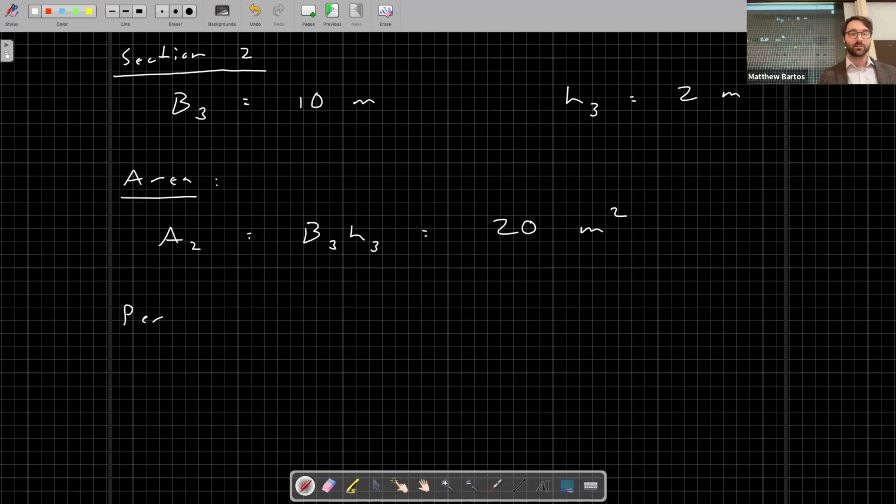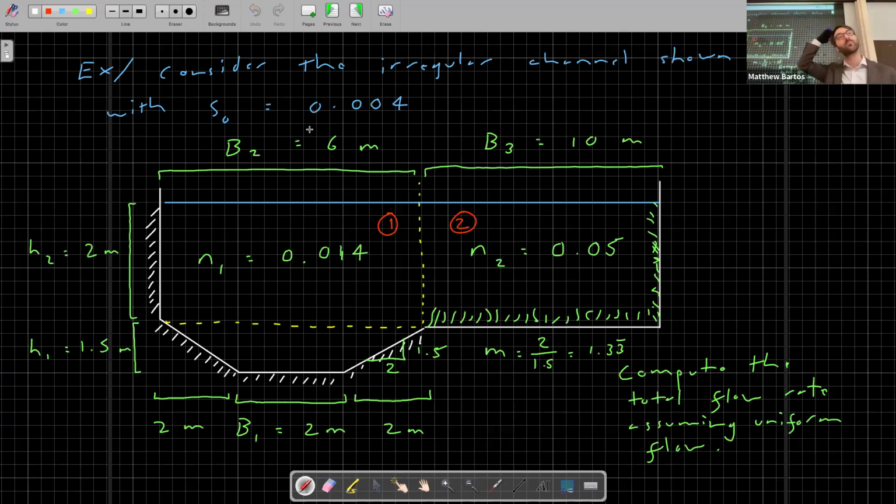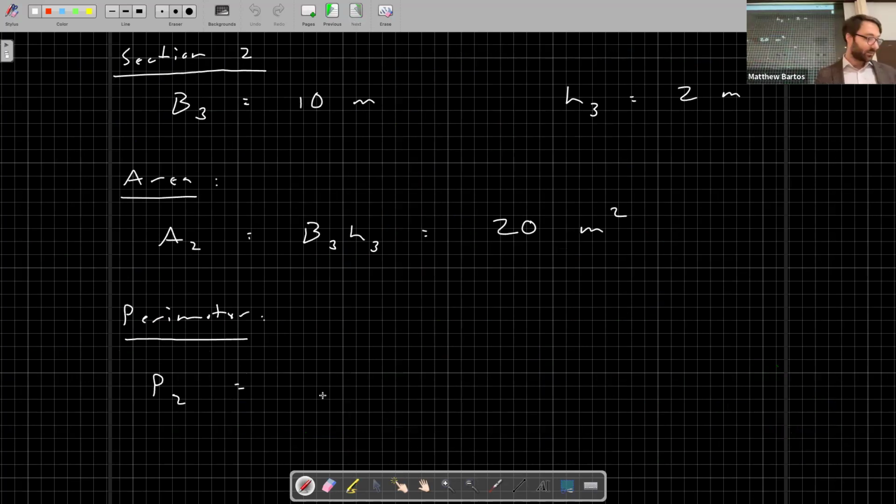For the perimeter, what is the perimeter going to be equal to? Looking back at our drawing, 2 plus 10, right? So we don't count the left side of this rectangle because there's no surface there. So it's just going to be equal to B3 plus H3, which is equal to 12 meters.